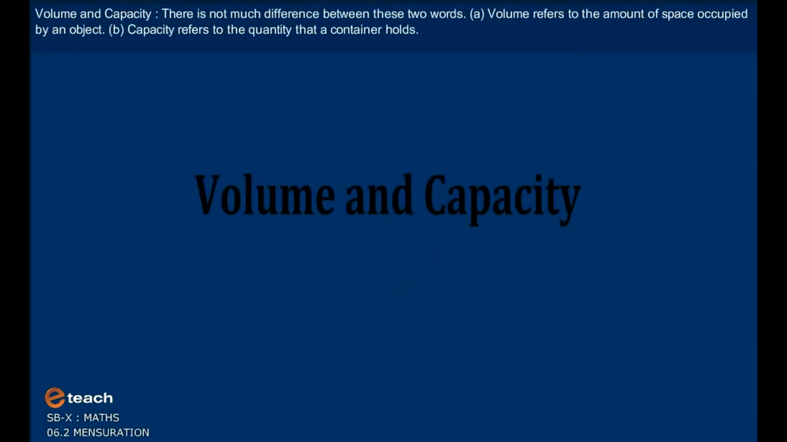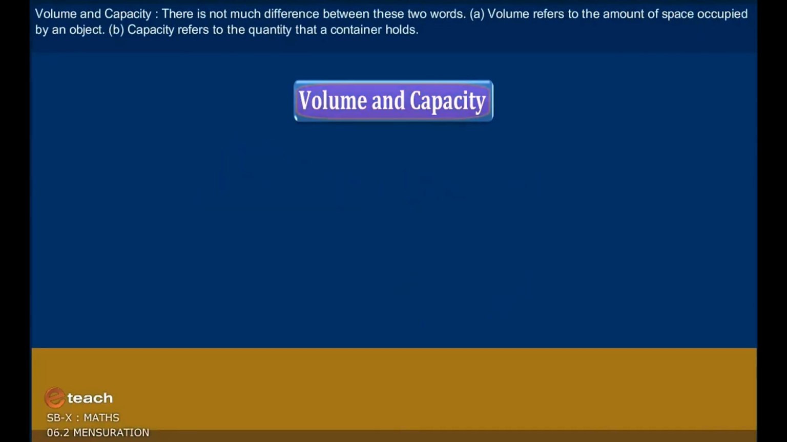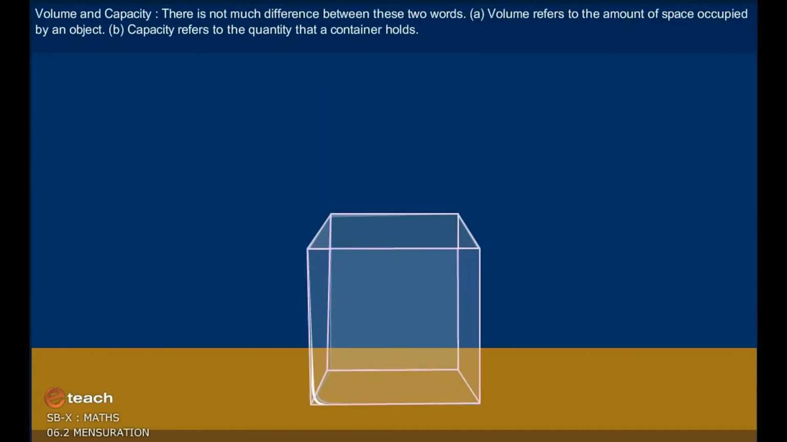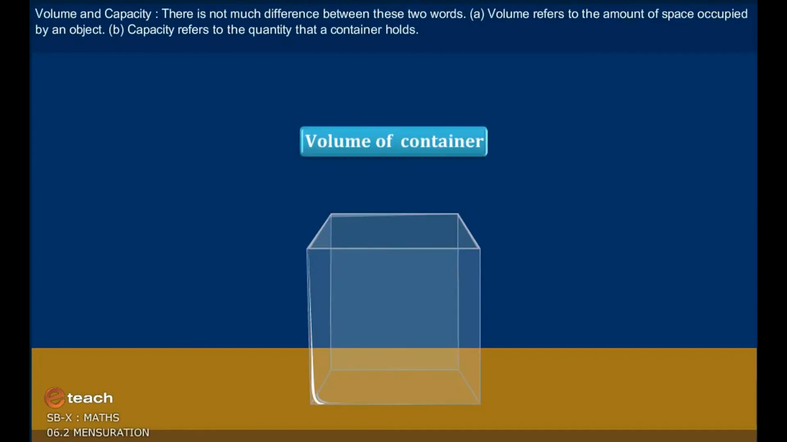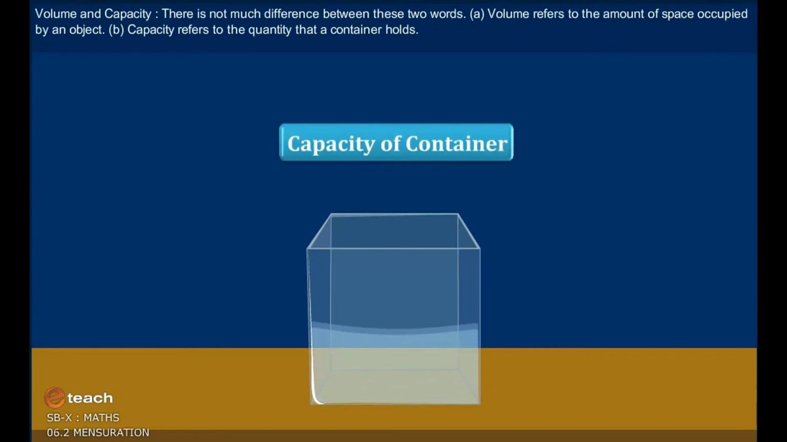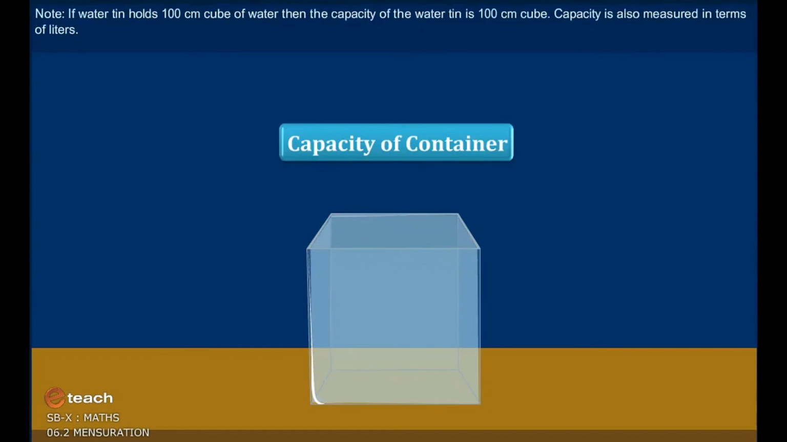Now, volume and capacity. There is not much difference between these two words. A. Volume refers to the amount of space occupied by an object. B. Capacity refers to the quantity that a container holds. Note: if a water tin holds 100 cubic centimeter of water, then the capacity of the water tin is 100 cubic centimeter. Capacity is also measured in terms of liters.